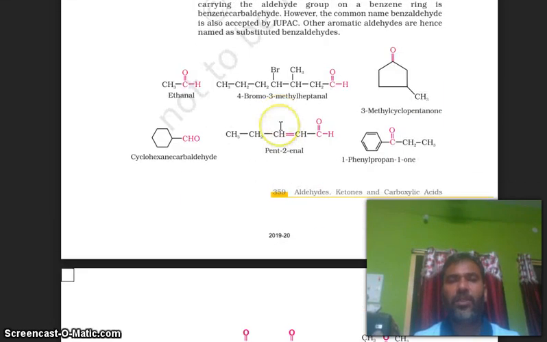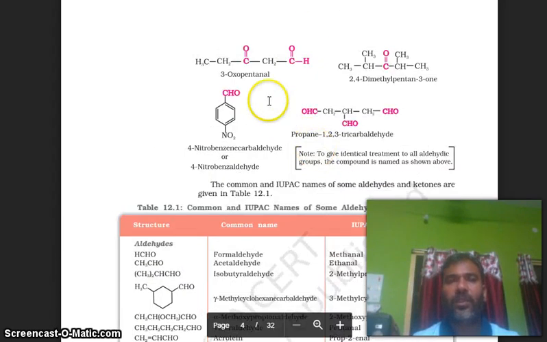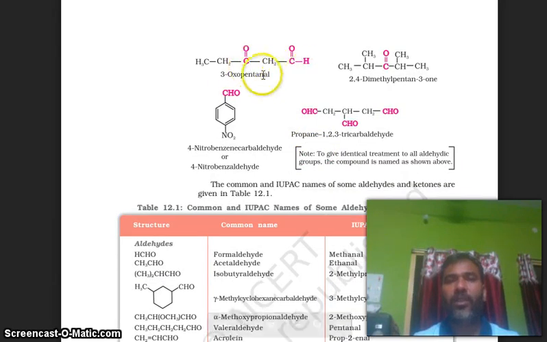In the IUPAC system, "al" is used for aldehydes. You see, it is always at the terminal position, so numbering always starts from here. If it is in a cycle, it becomes a ketone. So this is aldehyde, this is aldehyde, a conjugated aldehyde, and this is your ketone. Here also you see aldehyde and ketone together.